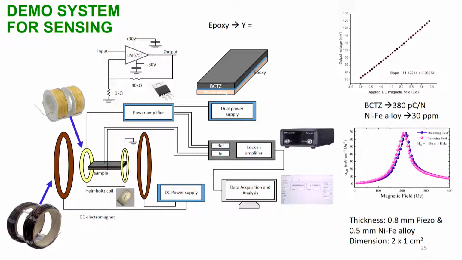Now you see that its noise level is going to be very, very low here. Then we will know the variation of alpha here, and the thickness, which is very important, is around 0.8 mm for the piezo. Here, please remember that this does not have that 0.67 variation. The dimension is of the order of 2 into 1 centimeter square.